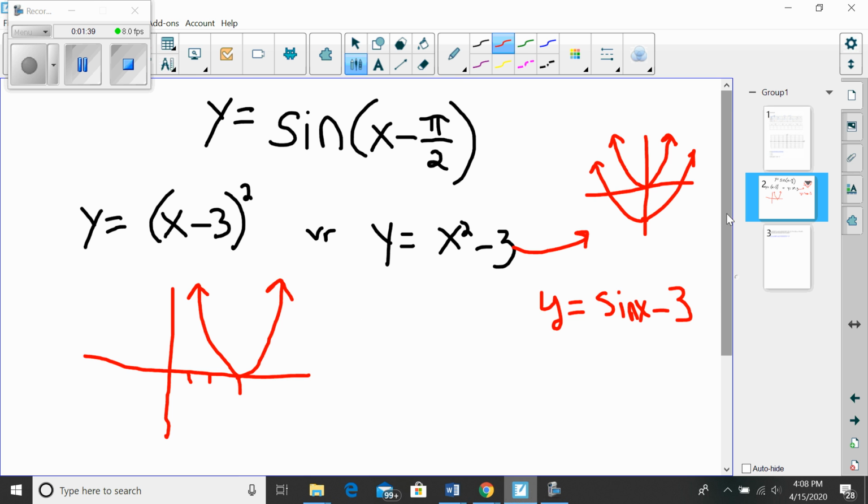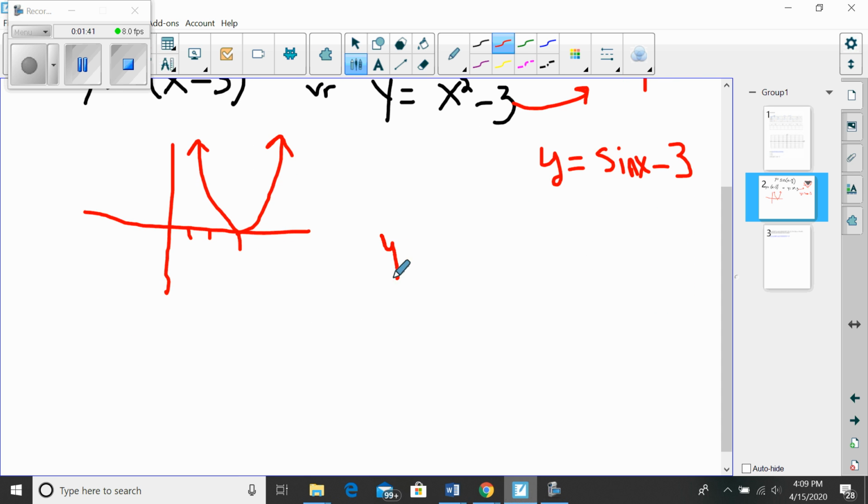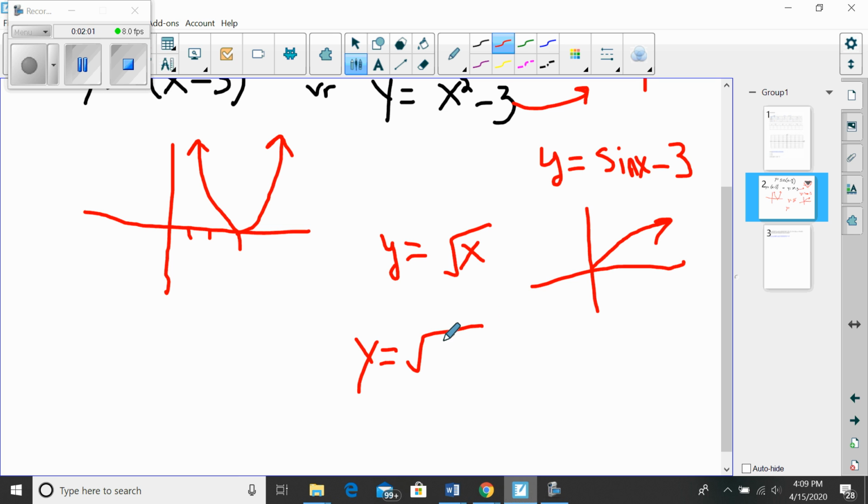Or if I worked with, in the last video, I refreshed you with this function, one of our functions we were supposed to know. That looks like that. If I were to add 2 at the end, that would shift it up 2. But if I add the 2 under the radical, add the 2 to the x and then take the square root, what this does is it takes my function and shifts it to the left 2 units.